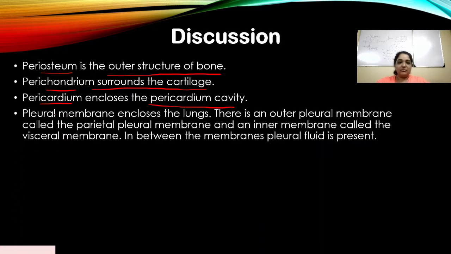And this is the pleural membrane. It encloses the lungs. There is an outer pleural membrane called the parietal pleural membrane and an inner membrane called the visceral membrane. In between the membranes, pleural fluid is present. So this is it for the second question, and we'll move on to the third one.